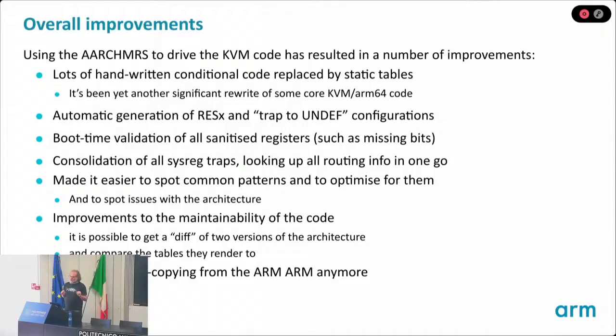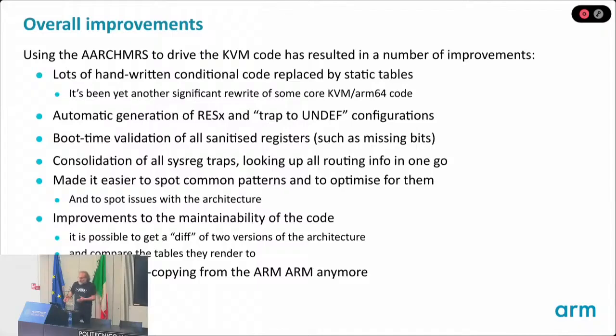It's become quite easy to spot patterns, common patterns, optimize for them, but also work out when the architecture doesn't virtualize. Again, if you see a control bit in a register that is solely written to memory and that has impact on something that doesn't get trapped, you know that feature doesn't virtualize. And you remove it from the list of features you want to support. So it's really an improvement to the maintainability of the code.